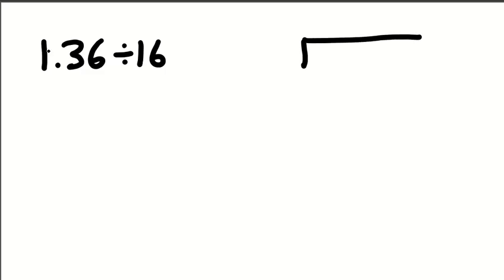So what if I had 1.36 and I wanted to go ahead and divide that by 16? Well, I could do it. You want to know how I could do it? Well, I'm going to show you exactly how I could do it. What you do is you put your 1.36 in the house, and I put my 16 on the outside of the house.